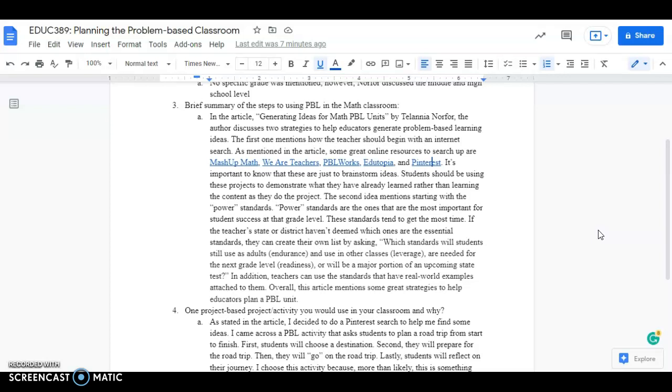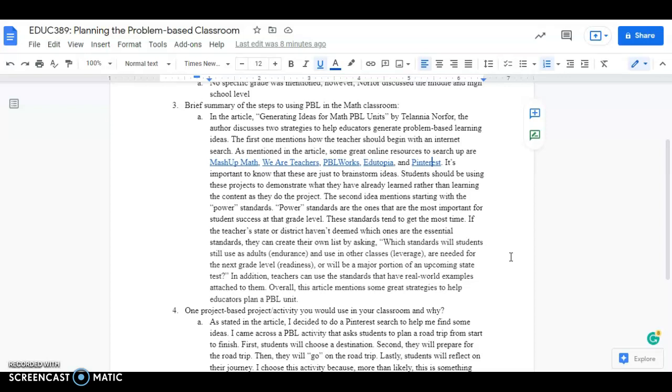The second idea mentioned starting with the power standards. Power standards are the ones that are the most important or essential for student success at that grade level. These standards tend to get the most time as well. If the teacher's state or district hasn't deemed which ones are the essential standards yet, they can create their own list by asking which standards students will still use as adults and in their other classes, are used for the next grade level, or will be a major portion of an upcoming state test. I think that would definitely help me figure out which ones are power standards.